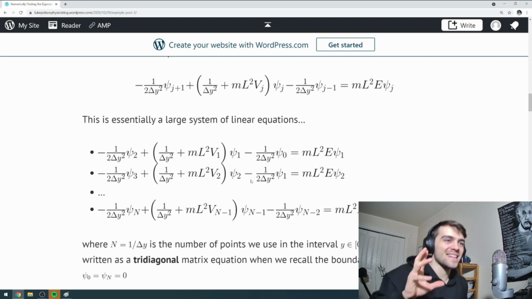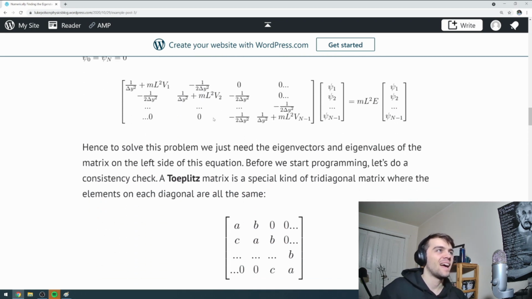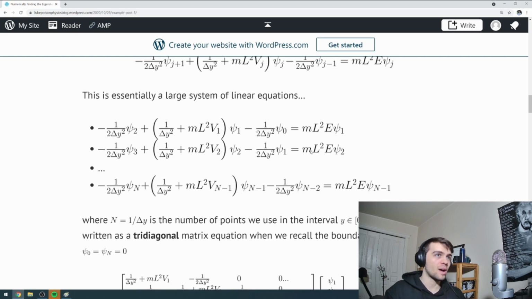Now, I can write this as a matrix equation, like this. And you'll see that now I have a matrix. So I have a bunch of things times a vector is equal to a number times a vector. This is an eigenvalue equation for a matrix. A few things to note. The vector only goes from psi 1 to psi n minus 1, but I also have psi 0 and psi n as my initial and final points.